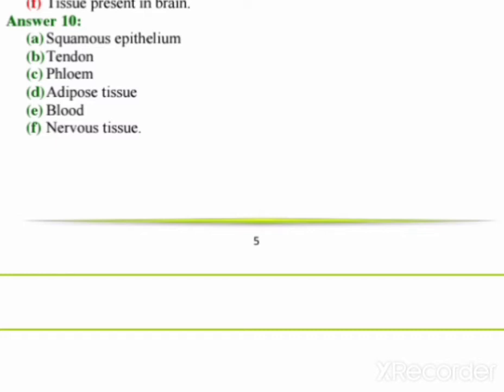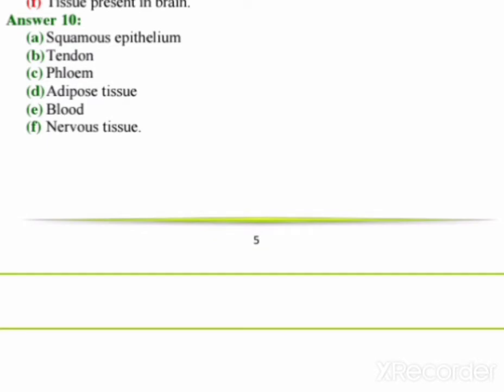Now the C part, tissue that transports food in plants. Which tissue helps in transportation of food in plants? That is phloem. So phloem helps to transport food in plants. And which transports water in plants? That is xylem. And who does food storage, fat storage, in our body? The fat storage is only because of adipose tissue present in our body.